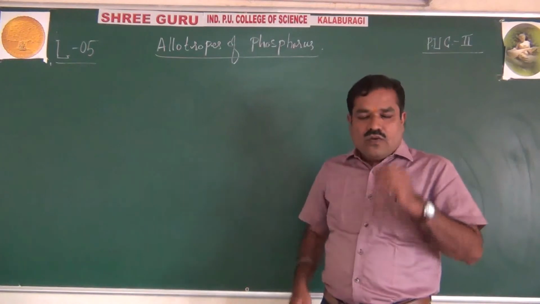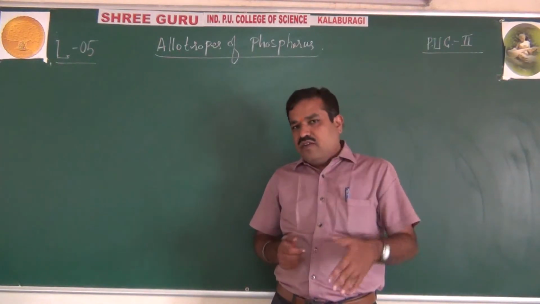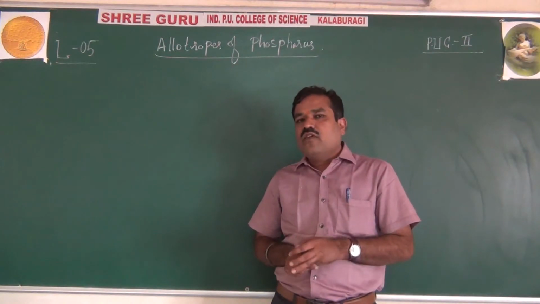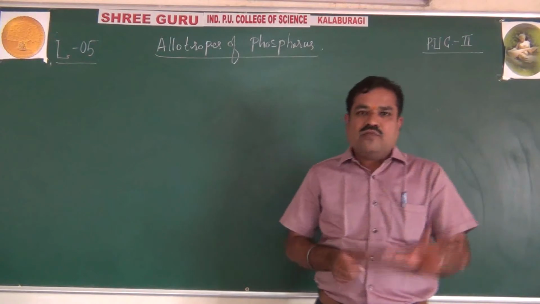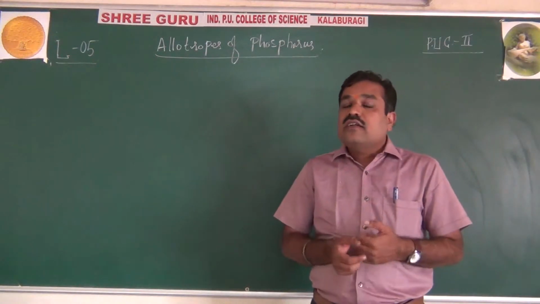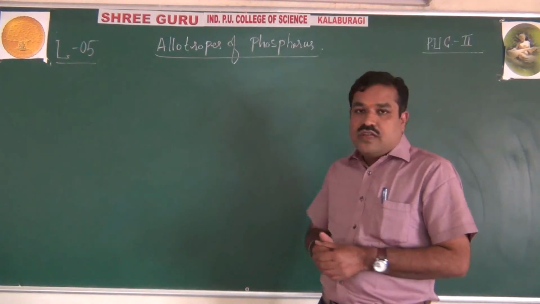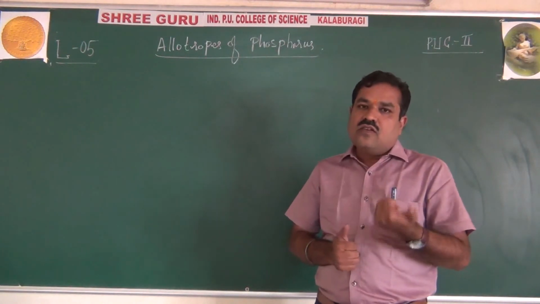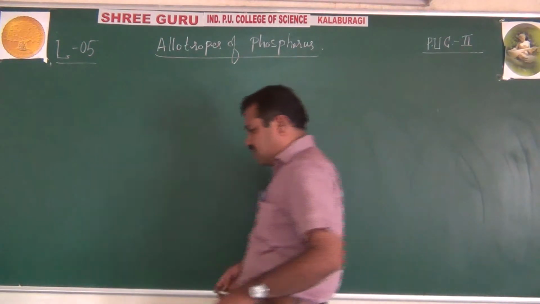What is allotropy? Allotropy is nothing but different forms of the same substance, existing in equilibrium with each other at a definite transition temperature. It is called allotropy, and the forms that exhibit it are called allotropes. That means phosphorus exhibits 3 allotropes.